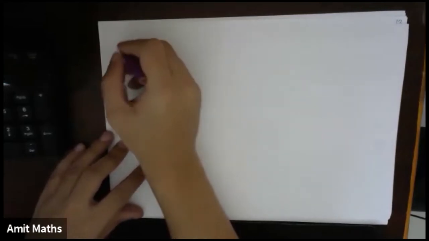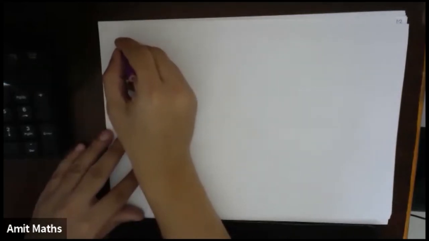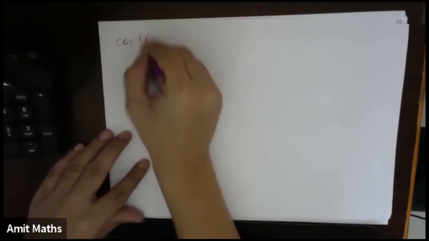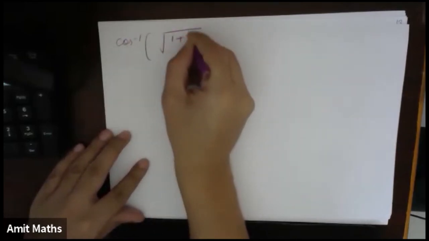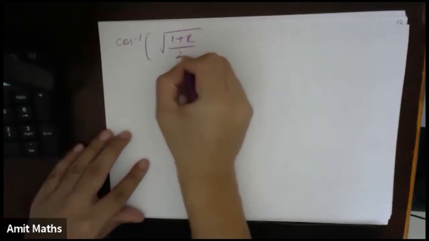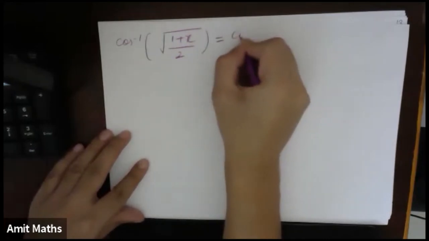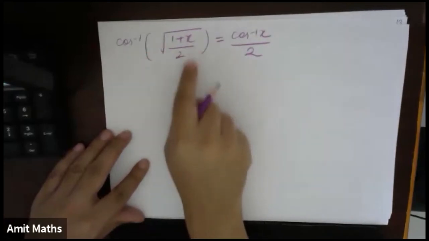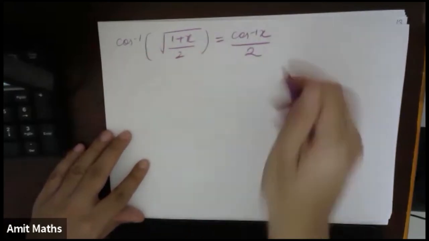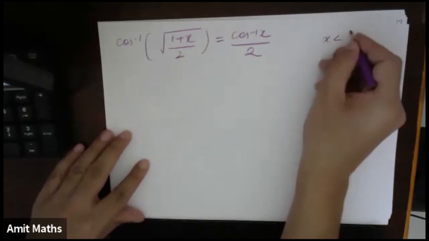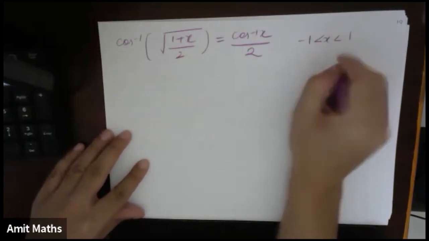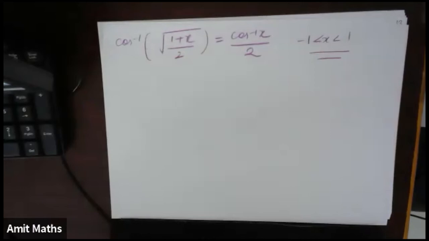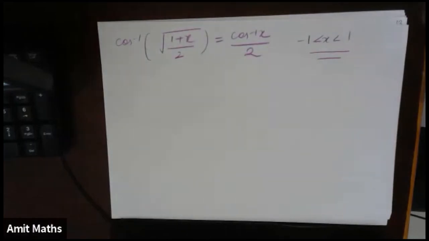Okay, so you have to prove. Now this is a proof question. We have to prove that cos inverse of root of 1 plus x by 2 is equal to cos inverse of x by 2, where x is less than 1 and greater than minus 1. Okay, solve this one. I'll give you 2 minutes. Please solve. It's a very simple question.